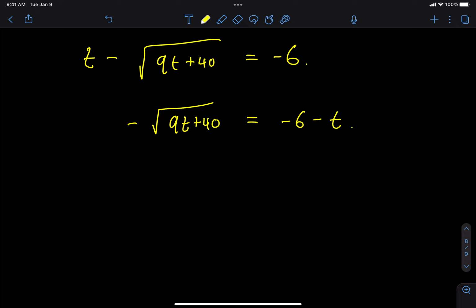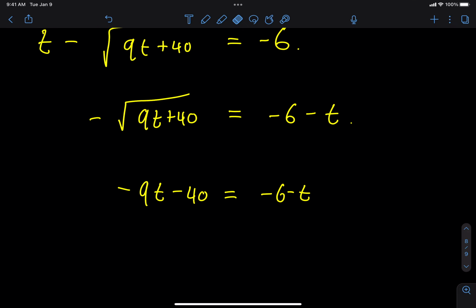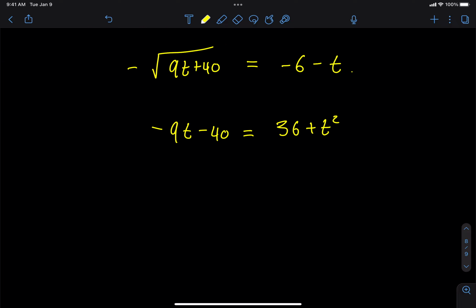But there were a lot of people who said, okay, if I square both sides, then I get negative 9t minus 40 is equal to negative 6 minus t. Actually, they would say, I square both sides, so I get negative 9t minus 40, and on the right side, they'd say, this is just 36 plus t squared. That's what they say. What are the two mistakes that I made going from here to here? Let's start with the left side. What's the mistake here?